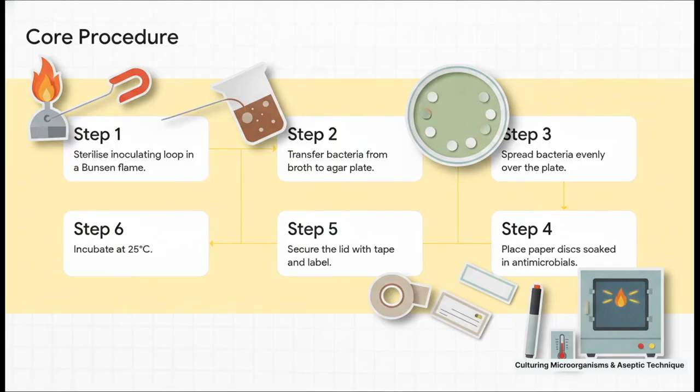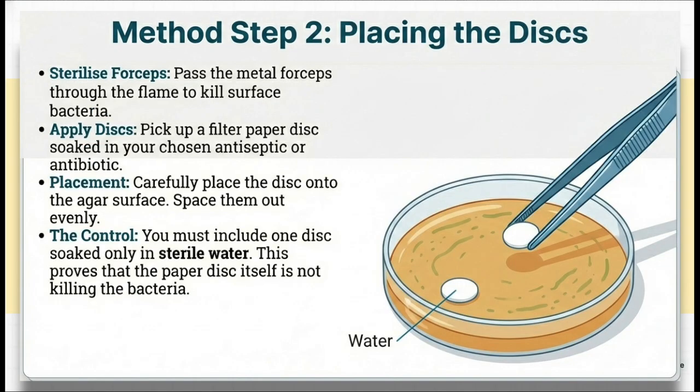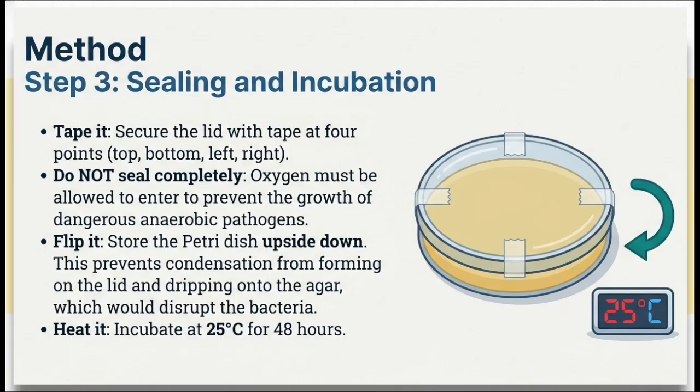So here's how it's done, step by step. First, you take your inoculating loop and stick it in a roaring Bunsen flame until it glows red hot. That kills everything on it. Then, you use that loop to pick up some bacteria and transfer it to your agar plate. The goal is to spread it evenly all over the surface, creating what's called a lawn. After that, you'll place little paper discs, each soaked in a different substance, onto that lawn. Finally, you just tape the lid shut, label it, and stick it in an incubator.